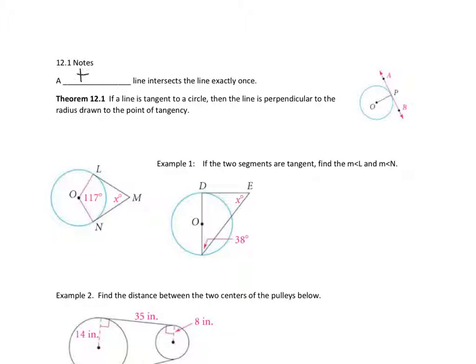A tangent line intersects the circle exactly once. So this right here, tangent AB, is tangent to this circle. Other tangent lines would be right here, or here, or right here.